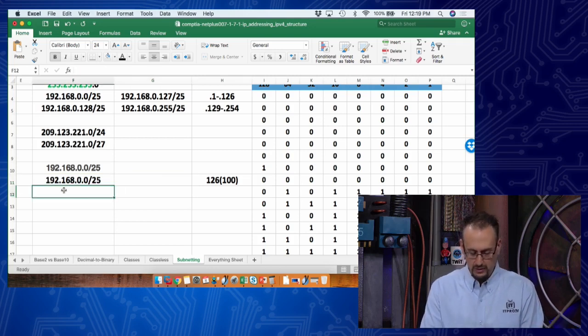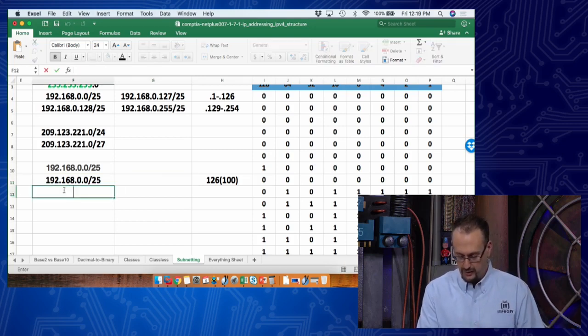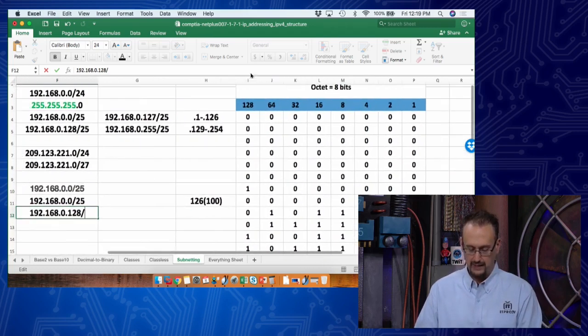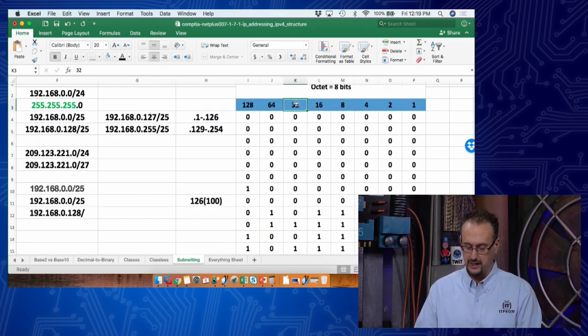So if you look, starting with 128, since I'm not using that network, I'm going to use 192.168.0.128, right? Because we're not using that network. And what I'm going to do is figure out how many bits I need to make 42 hosts. Well, 32 isn't quite enough, right? So how many zeros do I need to make those 42 hosts? Well, let's count. 1, 2, 3, 4, 5, 6, 7.